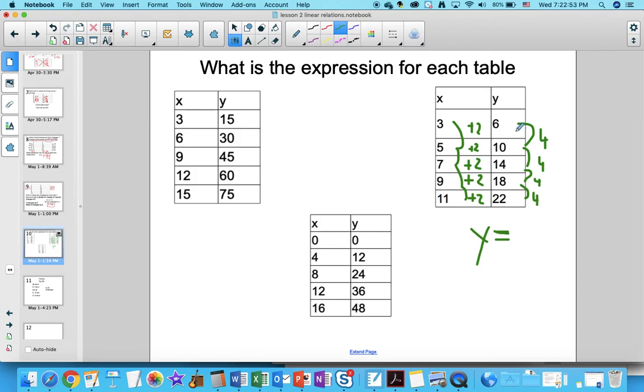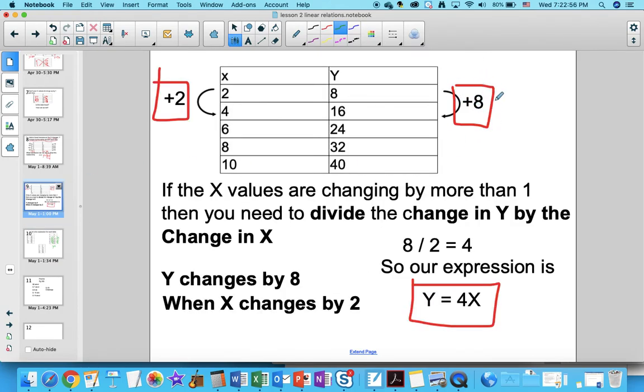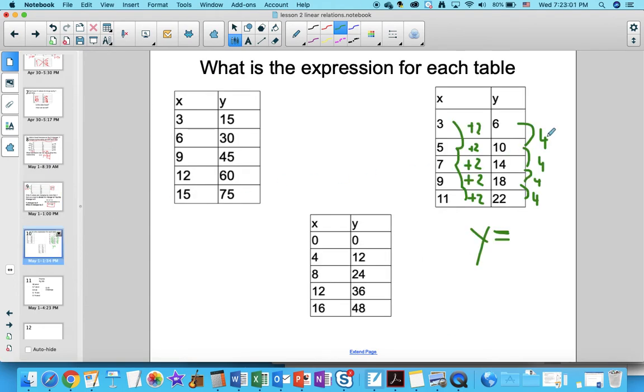Okay, well, I take the change in y, and I divide it by the change in x. So what is my change in y? 4 divided by my change in x, 2. Well, that's 2. So the expression should be 2x. And I can check my answer. I'll pick any number at random. 7. Okay, well, y equals 2 times 7. 2 times 7 is 14, so y equals 14. Does that match? Yeah, it matches. So I did it right.